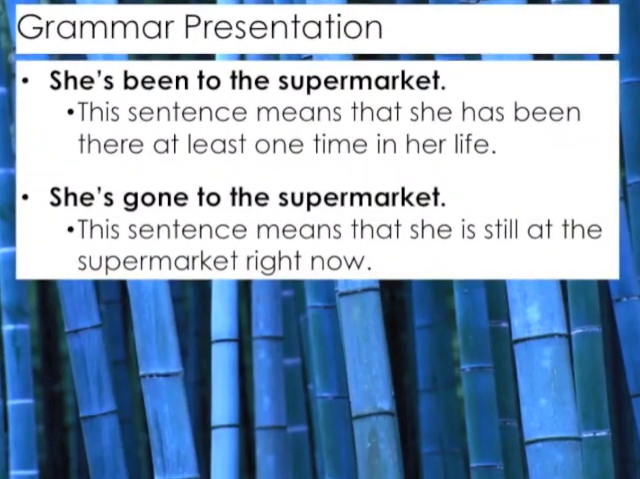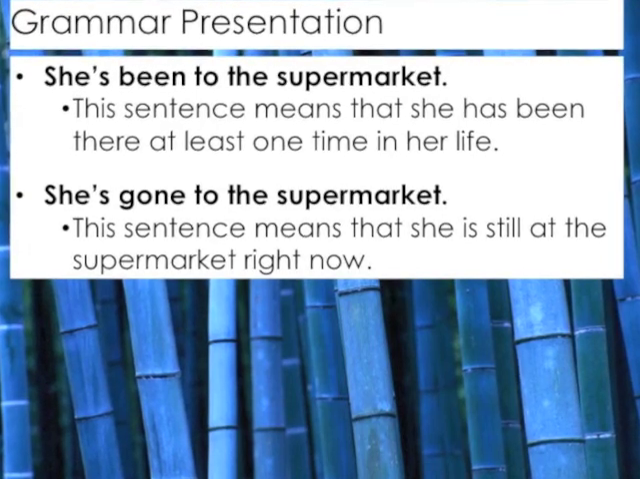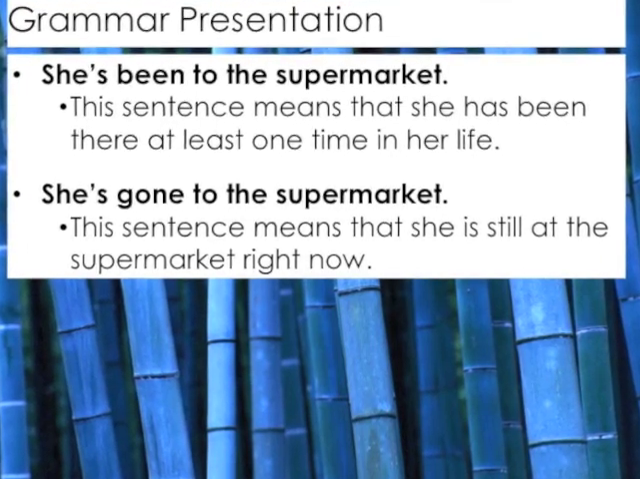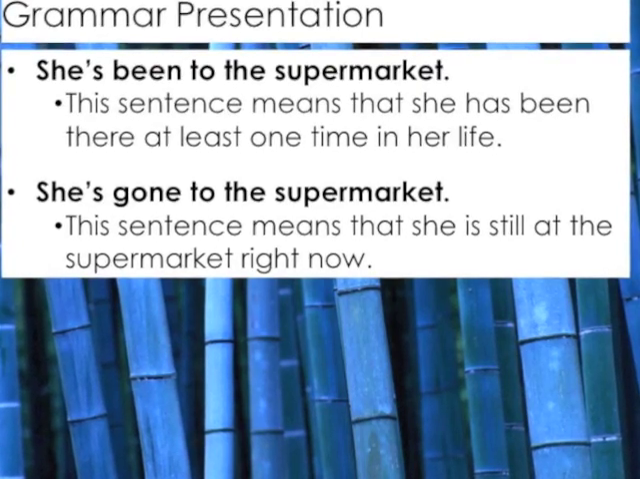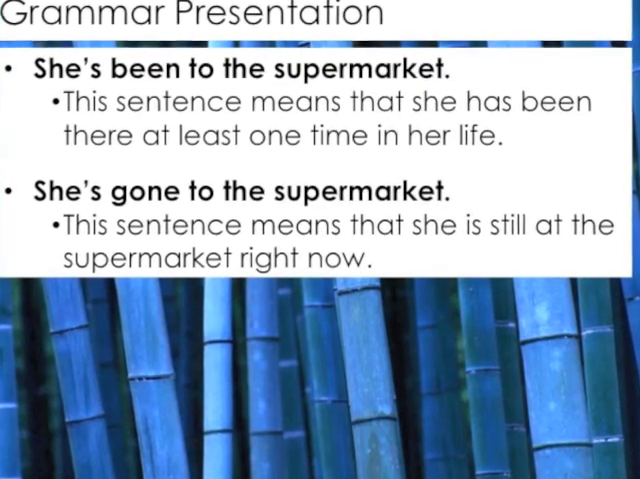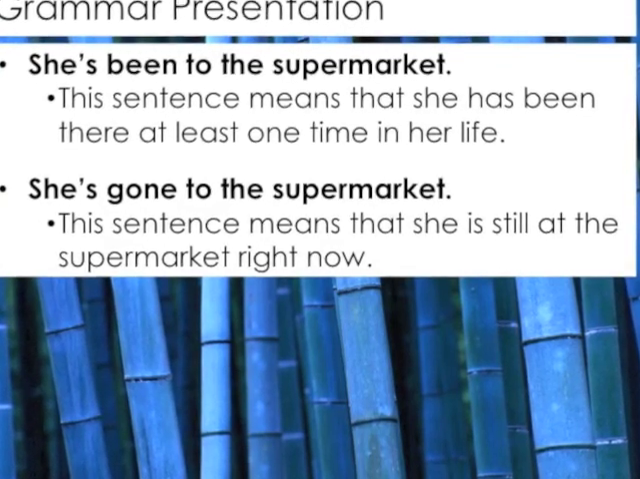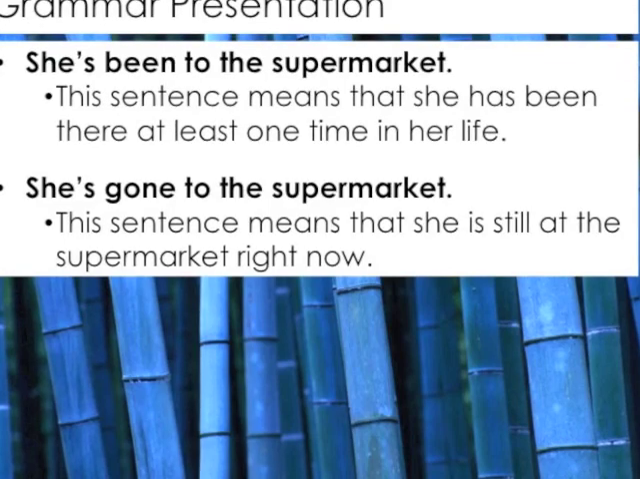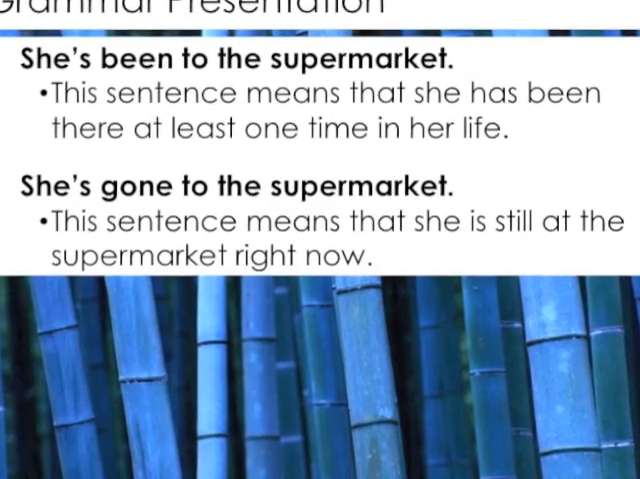Sometimes English is really tricky. We have two sentences that have similar words, but the verbs are different. In the first sentence, she's been to the supermarket. It means that she has been there at least one time in her life. The second sentence, she's gone to the supermarket, means that she's at the supermarket right now.